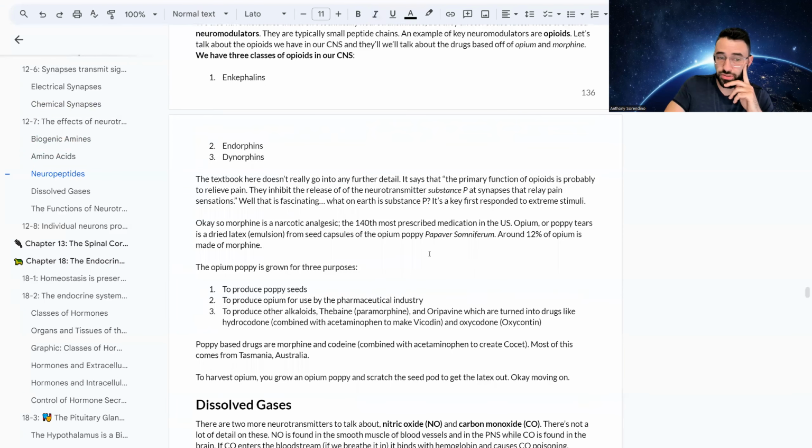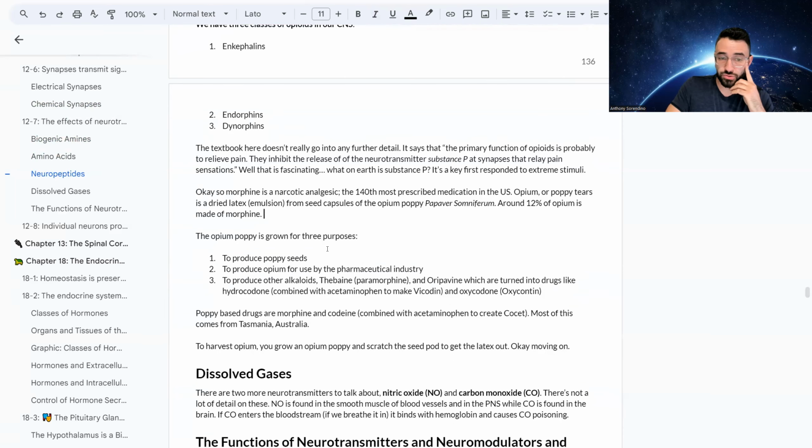Opium or poppy tears is a dried latex, which is an emulsion from the seed capsules of the opium poppy. So before this opium poppy is fully bloomed, there's a little bulb, and you actually scrape the side of it, and this glue-like substance comes out. And that's morphine. That's crazy to me. All right, it's called Papaver somniferum. Around 12% of opium is made of morphine. The poppy is grown for three purposes.